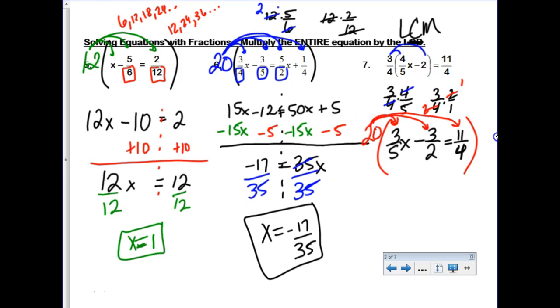Hit every single term by the 20. 20 times 3/5 is a 12x. 20 times 3/2 is minus 30. And 20 times 11/4 is 55.